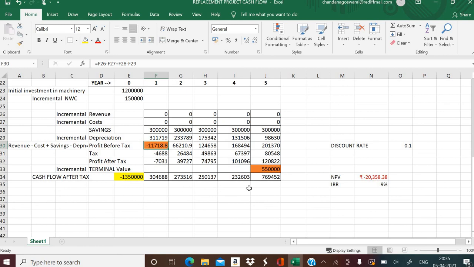Now with this cash flow after tax, we can calculate the NPV and the IRR. A discount rate is given as 10%. With this discount rate, you are getting a negative NPV. And IRR also, when you calculate, you find that IRR is 9%. So the internal rate of return is less than the discount rate. Therefore, obviously your NPV is going to be negative. So in this manner, you can prepare the cash flow after tax for a replacement project. Thank you very much for tuning in.